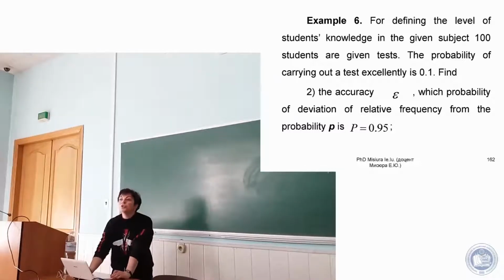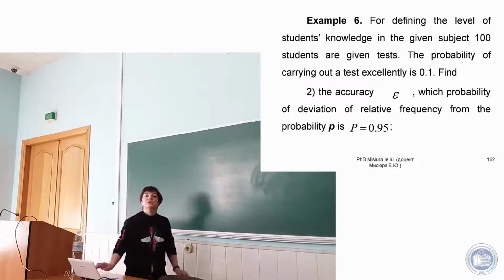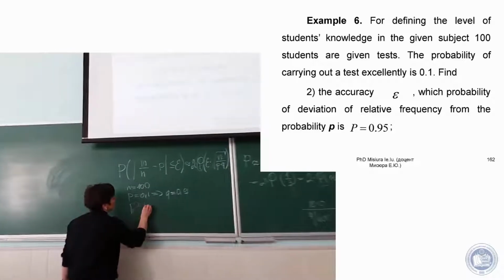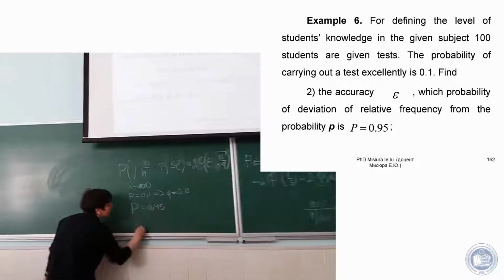Students, you need to find epsilon. Epsilon is called accuracy. Accuracy means точность. Epsilon is unknown if capital P equals 0.95. Capital P equals 0.95. Epsilon is unknown.